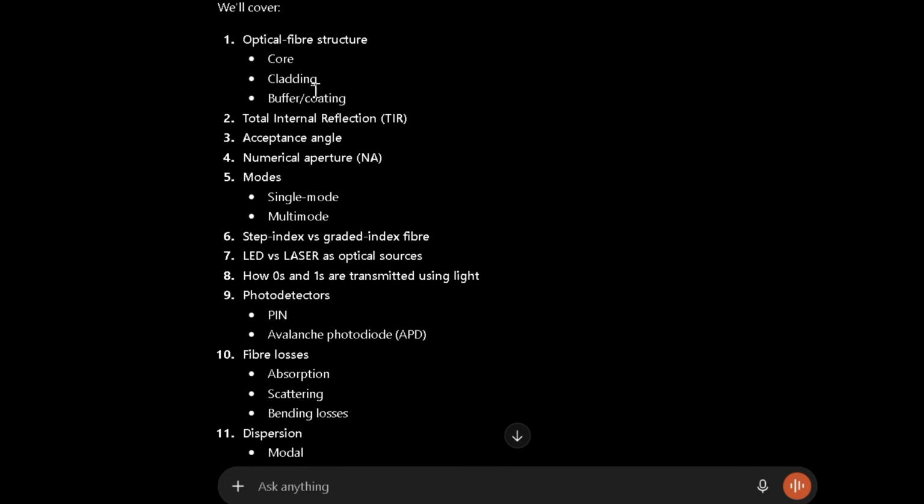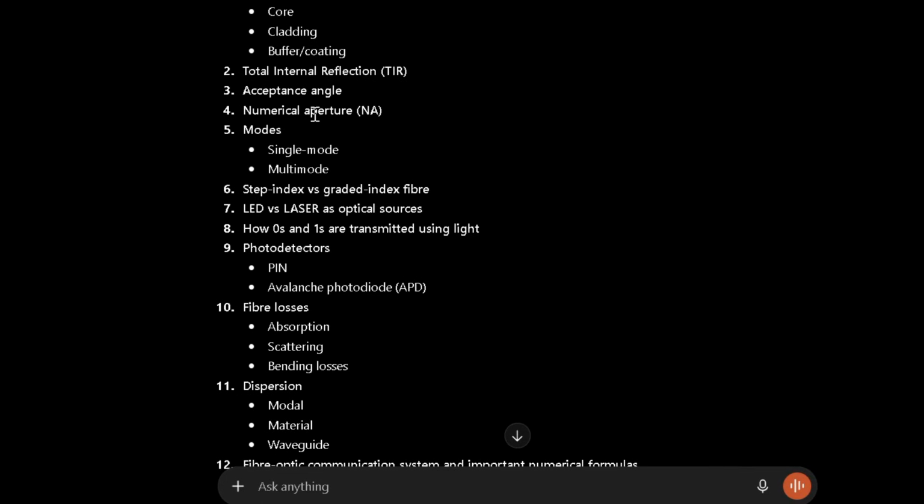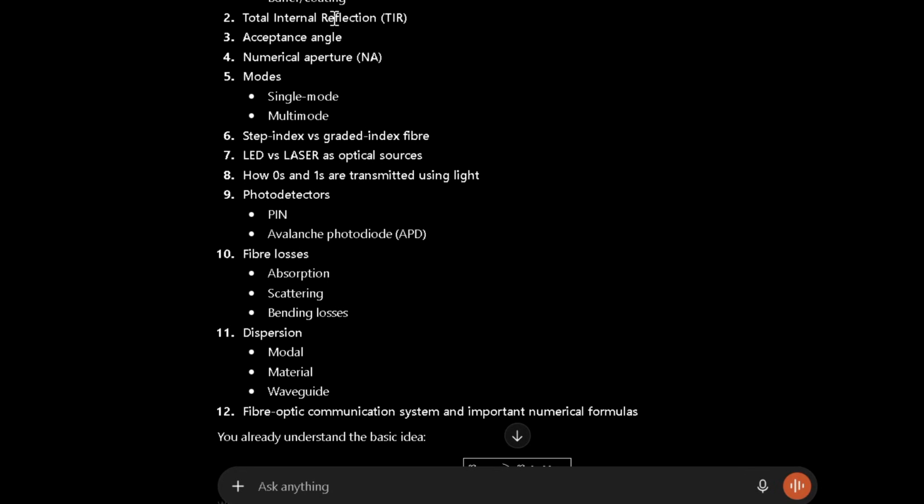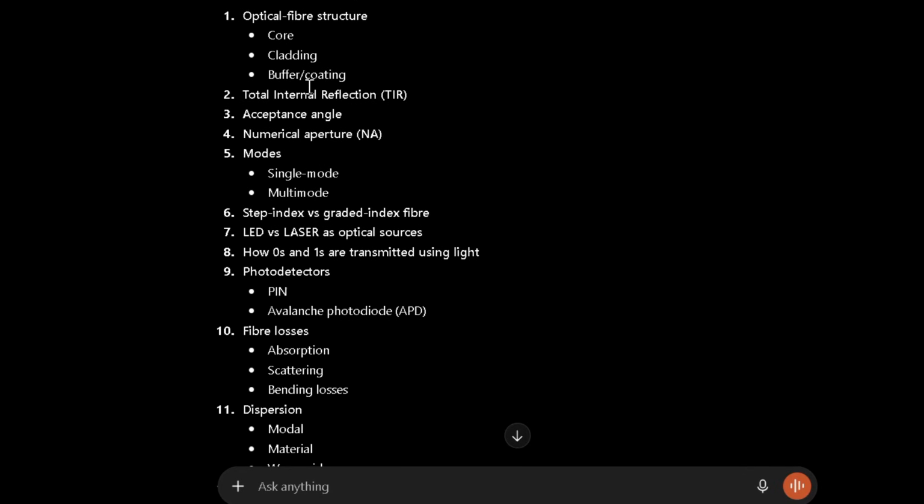For core, cladding and buffer: the core is nothing but the fiber optic, and there are two materials used. A plastic material where the light travels as a signal, where the cladding is an outer material covering it and the buffer is the outer coating. Then total internal reflection at the critical angle is where the light bends and travels a long distance as information.